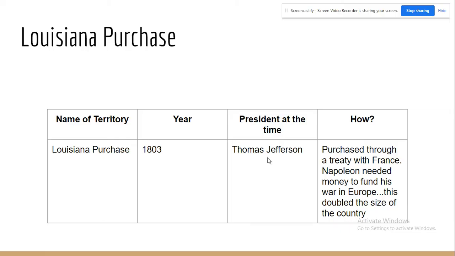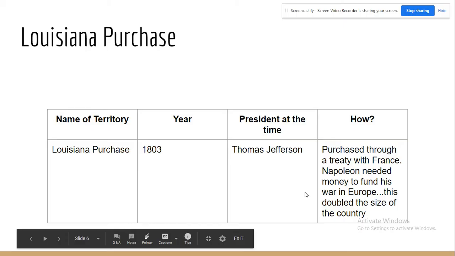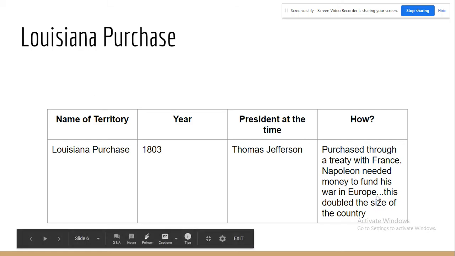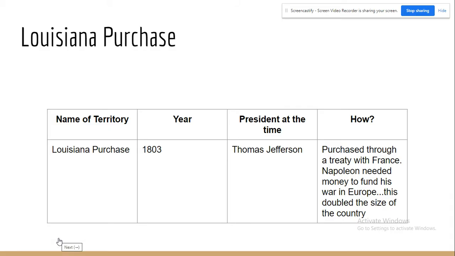So he justified purchasing the Louisiana Territory from France by saying that he was creating a treaty with the country, okay? And at this time, Napoleon, the great emperor, needed money to fund his war in Europe. So he sells off the Louisiana Territory, uses that money to continue fighting his war in Europe, and the Louisiana Purchase is going to end up doubling the size of the country. And then you know that Thomas Jefferson sent out Lewis and Clark so that they could explore and document the land area.